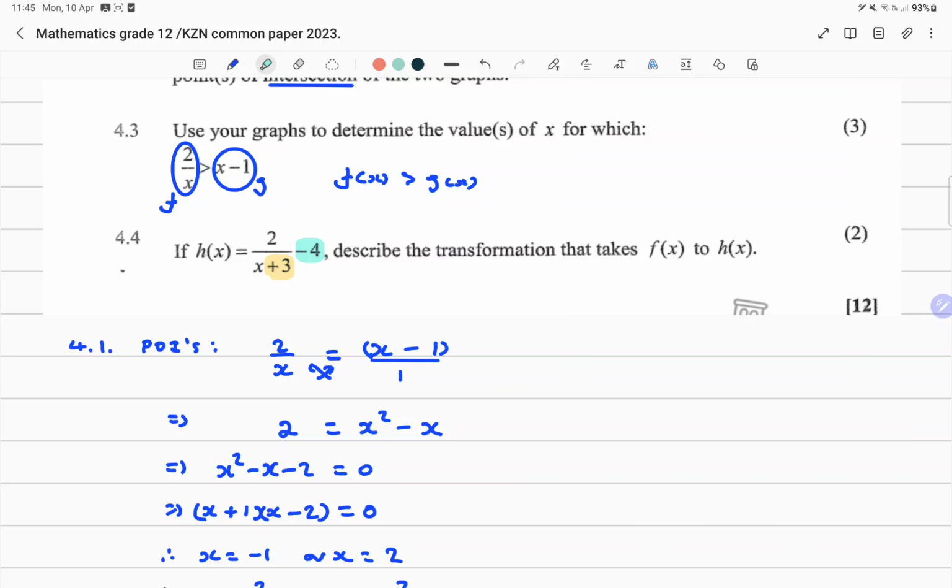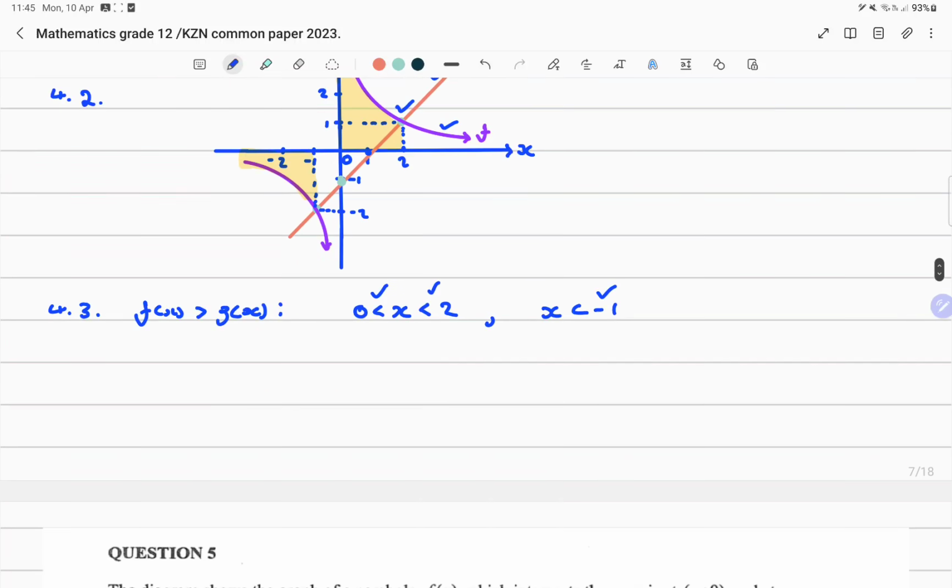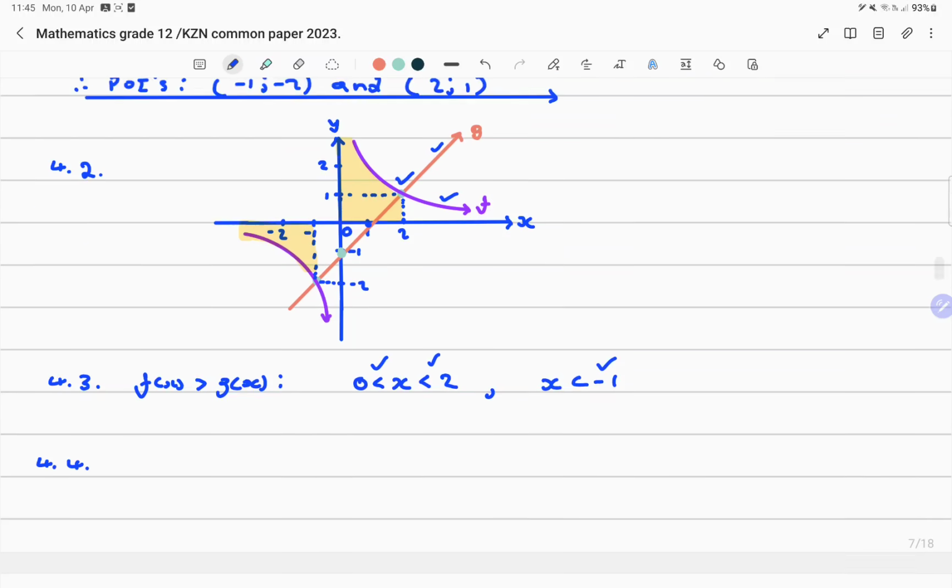All right, so that is the information being given. It says now describe the transformation that takes f to h of x. So we know that we're taking the graph of f and shifting it horizontally to the left 3 units and downward 4 units. So that is as easy as that. 4.4.